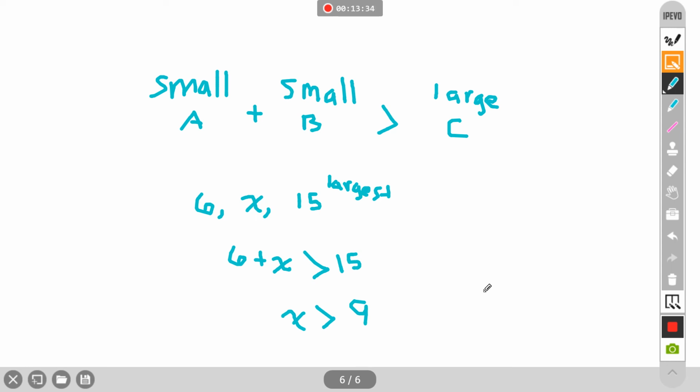So that means x could be equal to 10. It could be 11, 12, 13 and 14, whatever it wants. So 10 would be a perfectly fine number because 6 plus 10 is 16 and 16 is greater than 15. It can't be equal to 9 though. Even though 6 plus 9 equals 15, it cannot be 9 because the sum has to be larger than 15. You have to have a sum greater than 15. Okay, so that was our triangle inequality theorem.